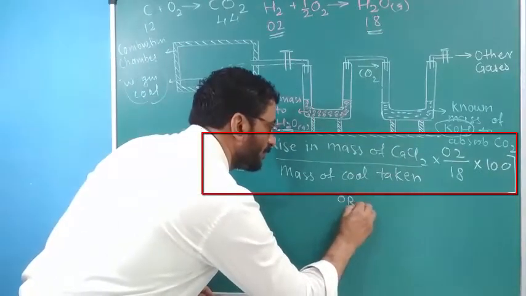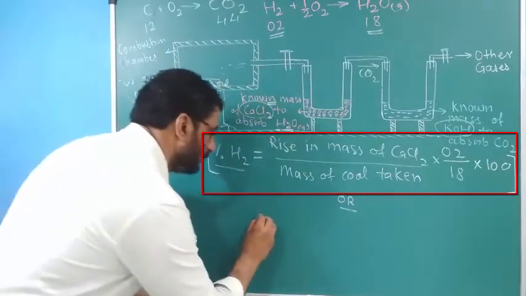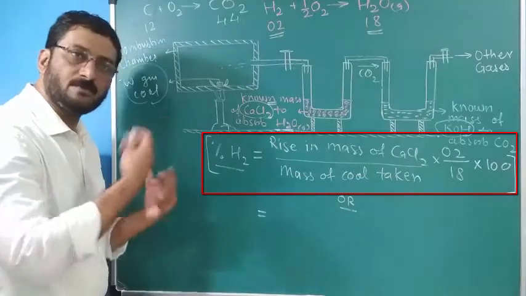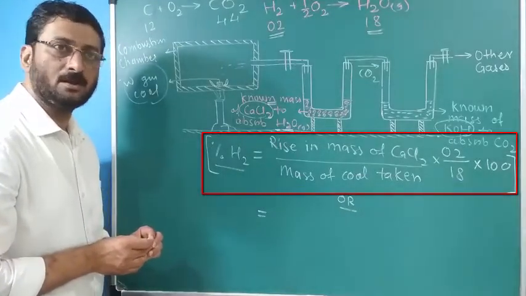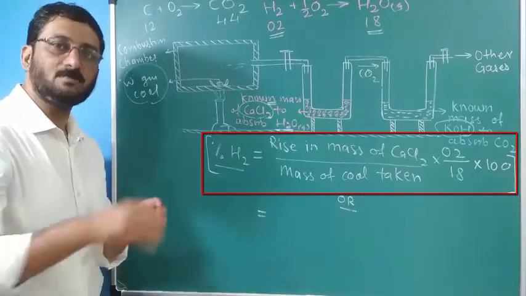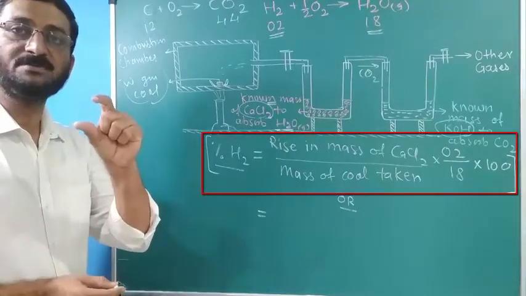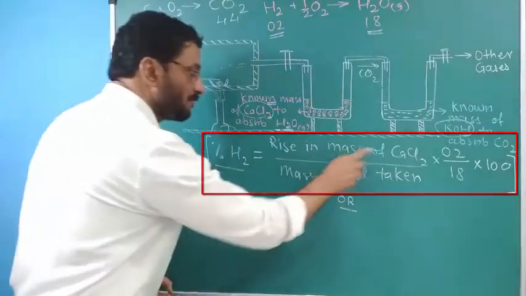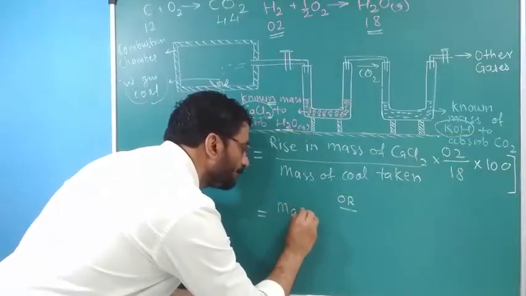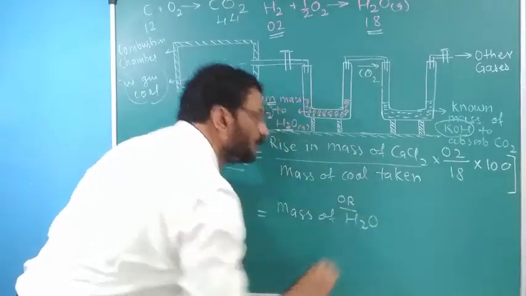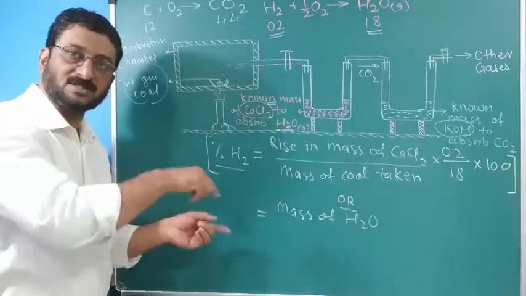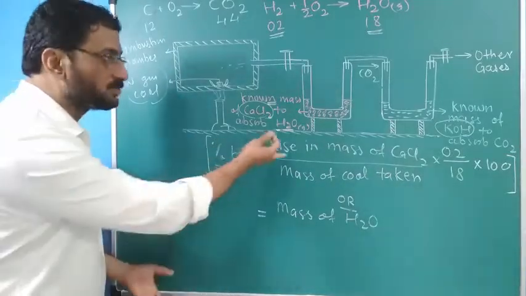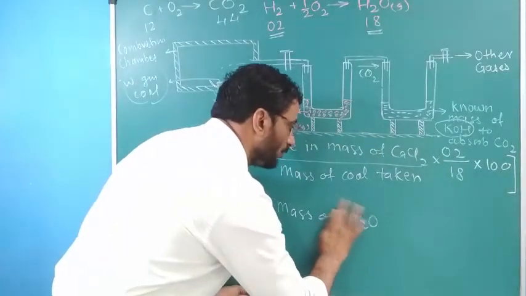Instead of this, we can put one more equation. What is that? Rise in the mass of CaCl2 because of absorbing H2O gas. Whatever the mass of CaCl2 is there, some rise is formed because of a certain amount of H2O gas formed from the hydrogen present in the W gram coal. So instead of this, I can put mass of H2O. If this CaCl2 mass is not given, but the mass of H2O formed is given, from that also we can find the answer.